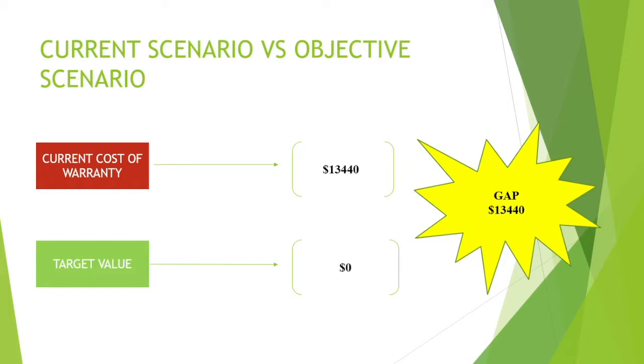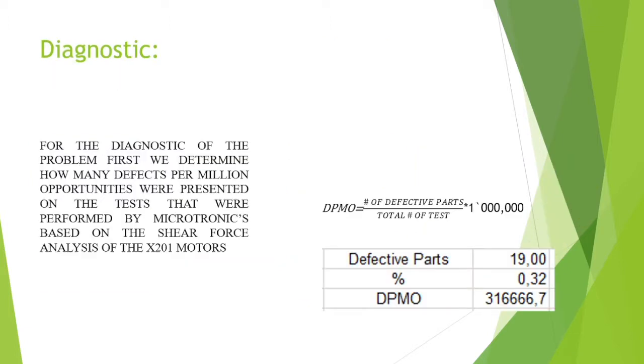For the current scenario versus objective scenario, we got the current cost of warranty, that is 13,440, and the target value we defined as 0. In the diagnostic, we determined the defects per million opportunities, and we got the percentage of 0.32, and the total parts were 316,666,000.